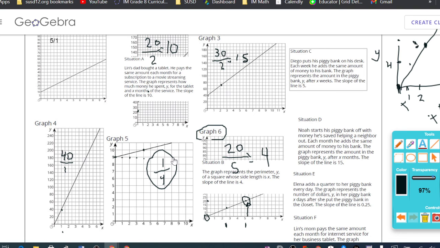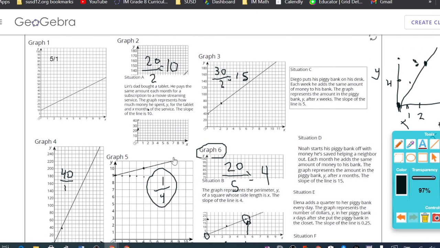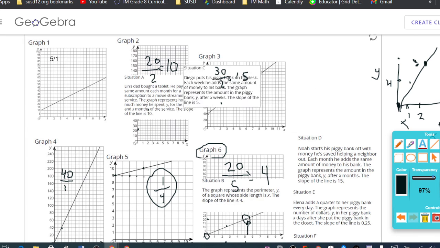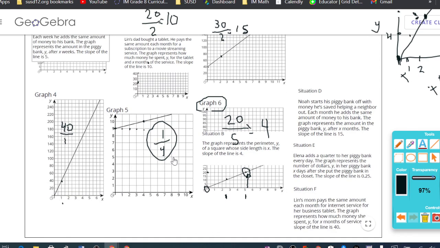Anyway, which graph is that? Oh, this one here. It has a slope of 5. Graph 1 has a slope of 5. And if you look at that graph, it starts at 10. So I think Diego has $10 in his piggy bank when he begins. And then every week he adds $5 more. Go ahead and match that up. Okay, I want you to finish situation D, situation E, and situation F. You need to finish those on your own. Read carefully.